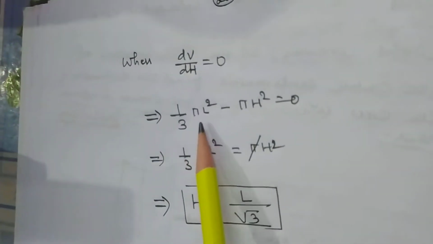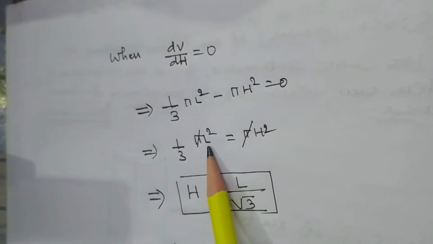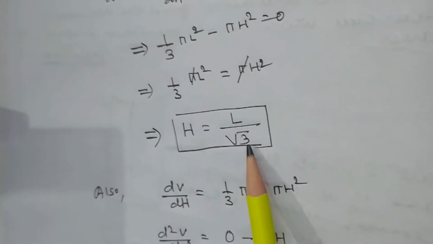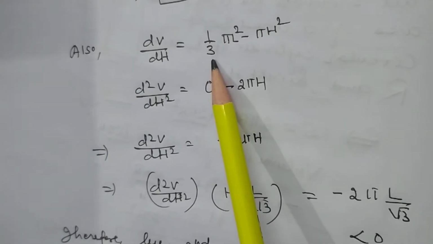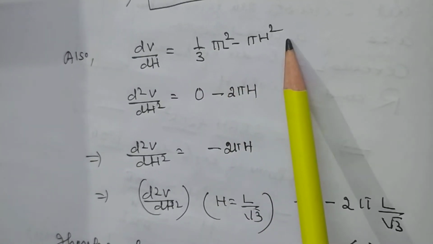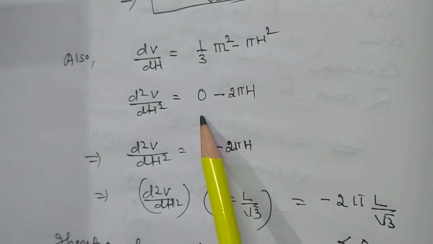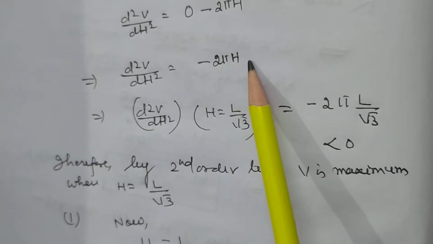When dV by dh is equal to 0, then 1 by 3 pi L square minus pi h square is equal to 0. So 1 by 3 pi L square is equal to pi h square. So h is equal to L by root 3. Now dV by dh is equal to 1 by 3 pi L square minus pi h square. So d2V by dh square, L is constant, is minus 2 pi h.